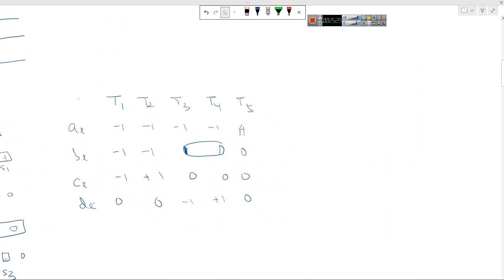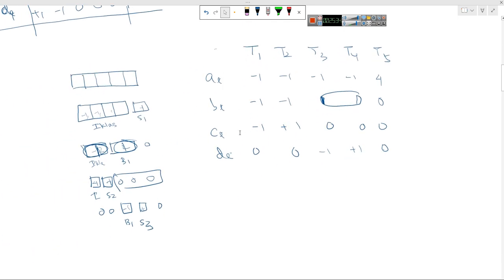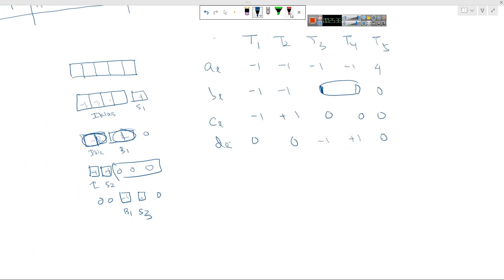So that person sent me like this. Now she wrote like this. Let me just explain why this is wrong. She wrote T1, T2, T3, T4, T5. Now she takes this as negative 1, negative 1, negative 1, negative 1, negative 1, and 4. This is for CI. For BI, she takes like this: negative 1, positive 1. No, if this is negative 1, then this is positive 1.